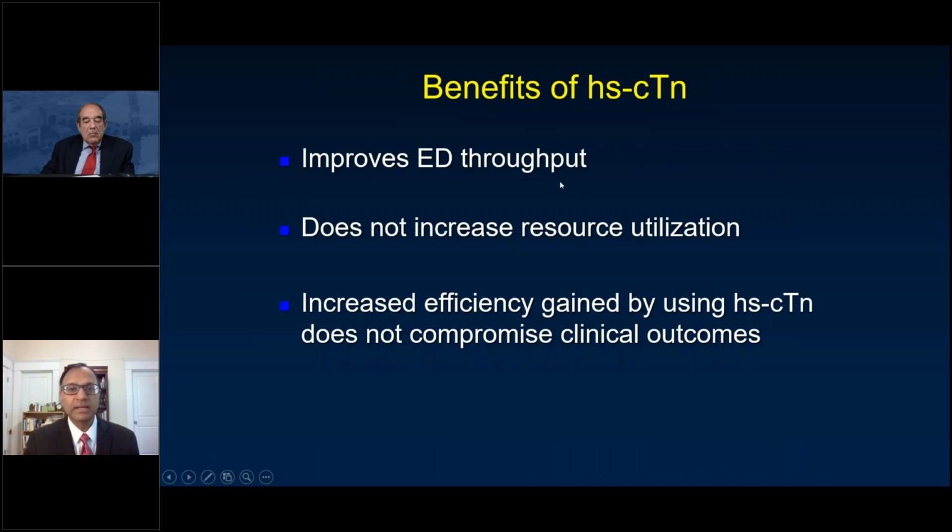From this, I think we can conclude that high sensitivity troponin does improve ED throughput. It reduces the length of stay often by 30 to 40%. It does not increase resource utilization. We do not see an increase in cardiology consultations, in admissions, in stress tests, in revascularization procedures. And importantly, the increased efficiency gained by using HS troponin in terms of ED throughput and in reduced resource does not compromise clinical outcomes, which is really a great boon. This is a big win-win in terms of the use of HS troponin in clinical care.